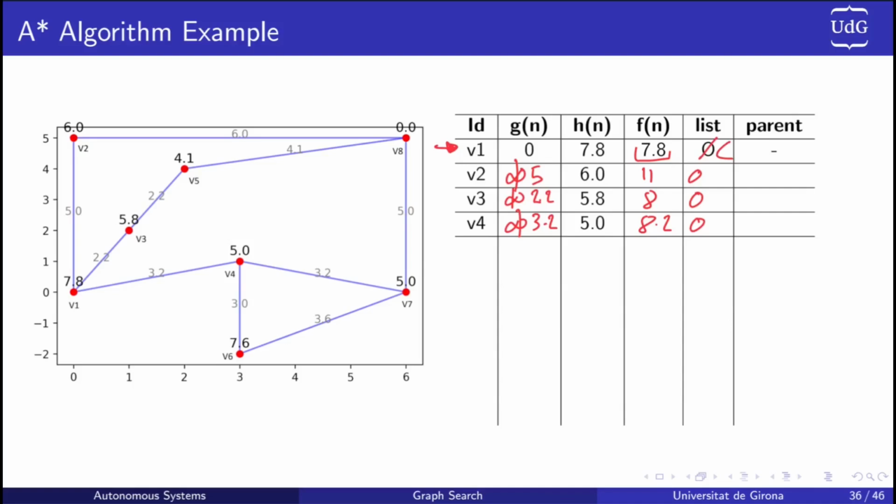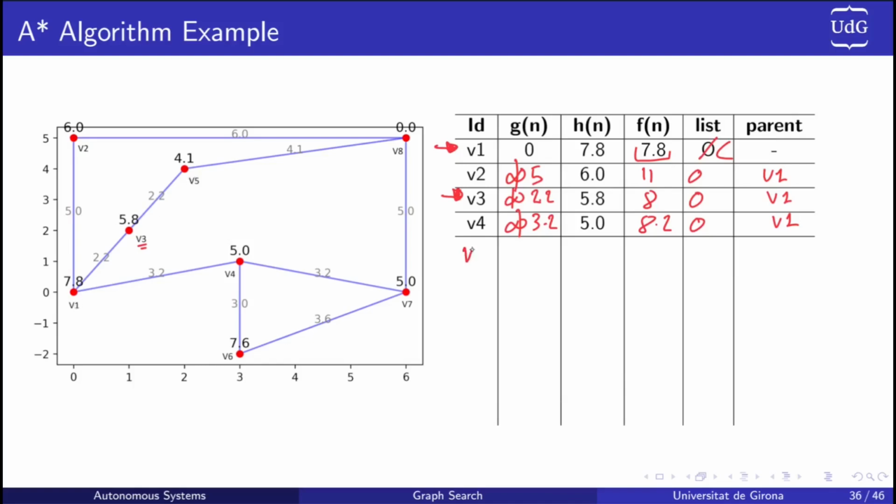And the parent of all these ones is B1, B1, B1, and B1. Now I need to select, according to the algorithm, the node in the open list that has the smaller Fn. And here it's B3. Then I select B3. B3 is here in the graph. And then for each neighbor of B3 that is not in the closed list, only B5, because B1 is already in the closed list.